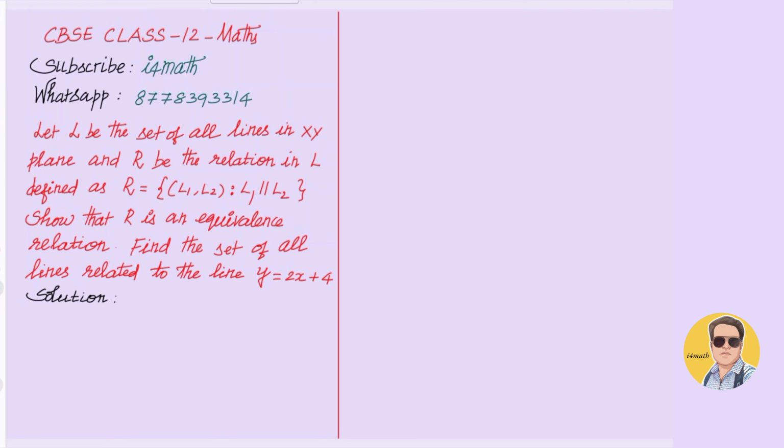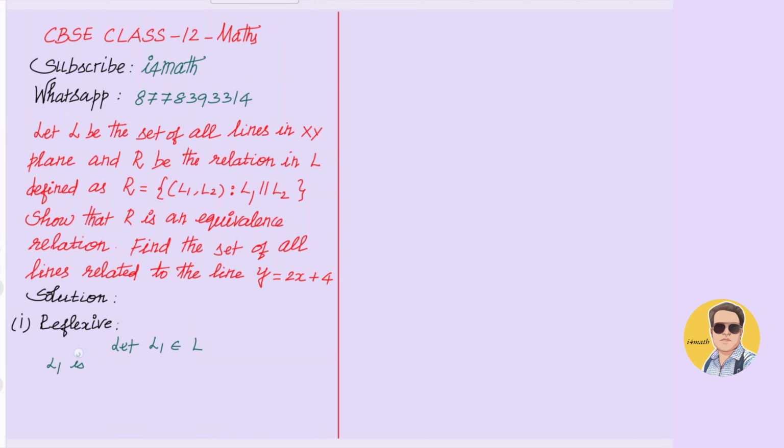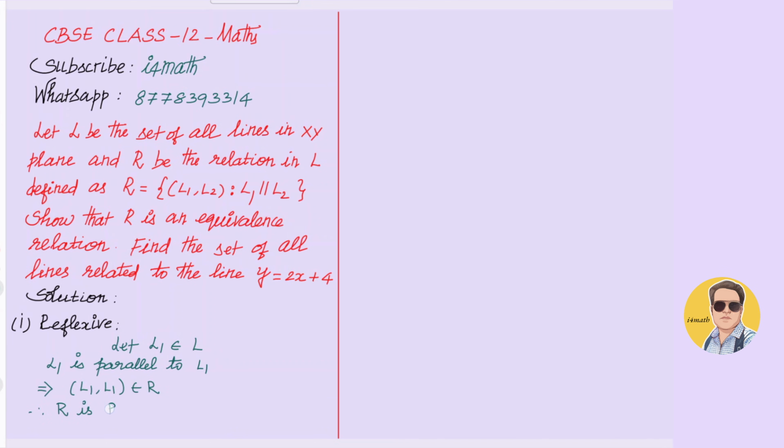Now let's see the solution. Reflexive relation. Let L1 be a line which is taken in the set of lines L. L1 is parallel to L1. See, any line is parallel to itself. So L1 is parallel to L1. So what will happen? The ordered pair (L1, L1) will be an element of R. So R is reflexive. And then symmetry.